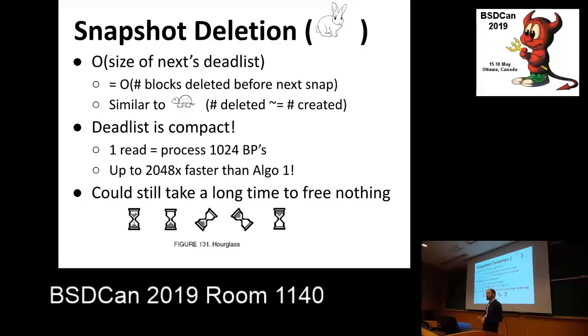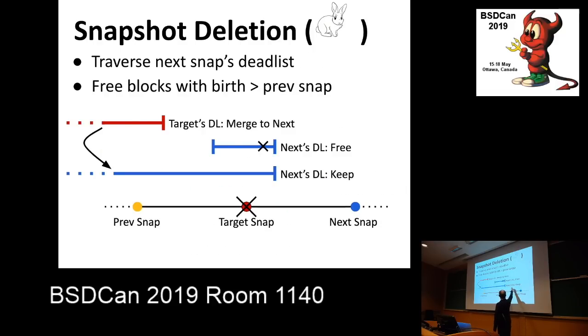But it can still take a long time to free nothing because it might be that the dead list contains a lot of entries, but they're all this type of entries, ones that were born before the previous snapshot.